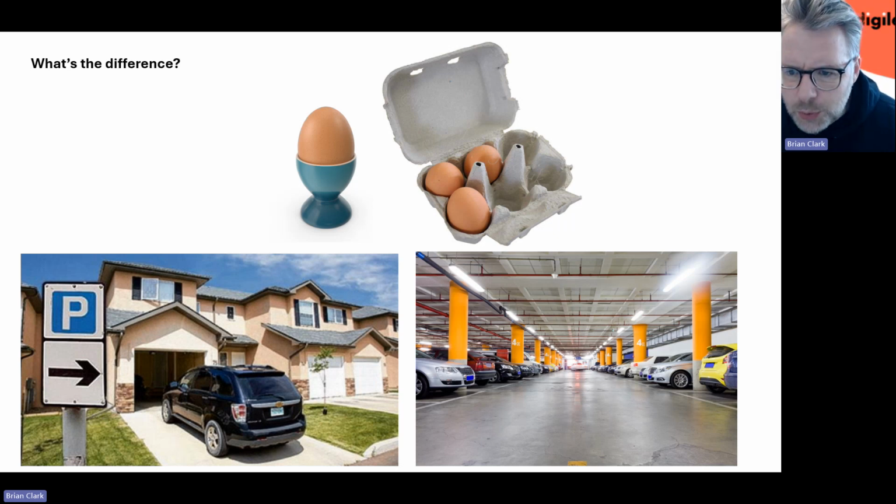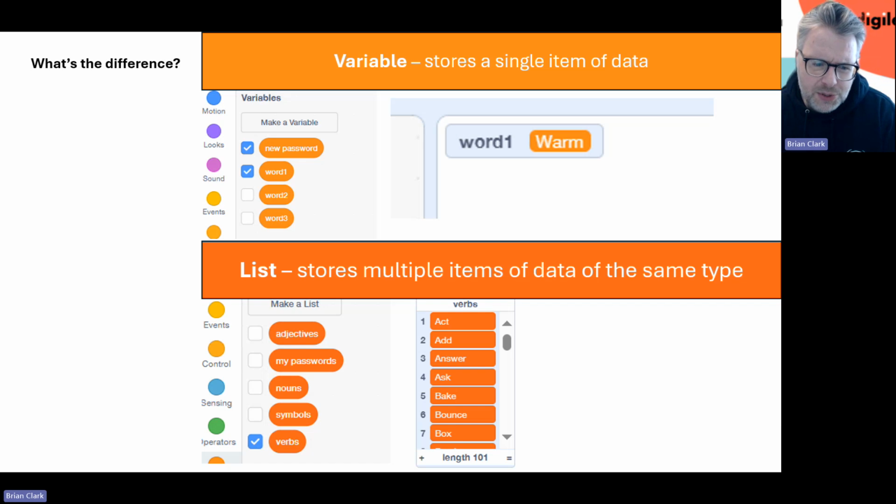Now, what's this got to do with Scratch, I hear you ask? Well, in Scratch, we can store data within programs, and we can store them using variables. So a variable is created using the variables set of commands. I've got a variable here called word1, and that variable can just store one thing. So in this case, it's just storing a single word called warm. But I've also got the option in Scratch to create a list. So just below the variables, you've got the option to make a list. And I've got a number of lists here, and one of those is called verbs.